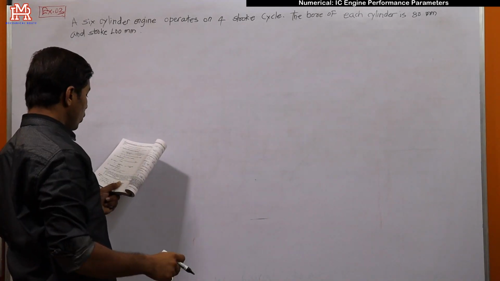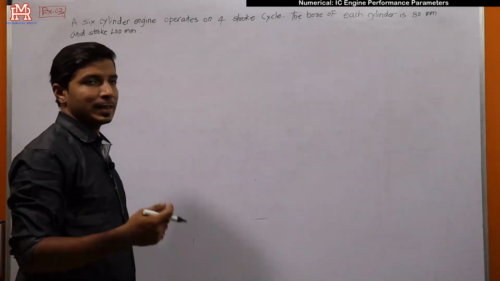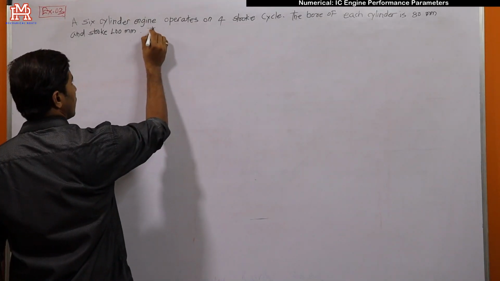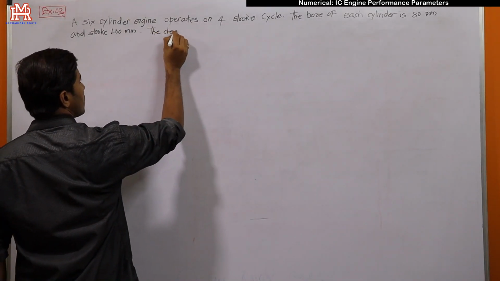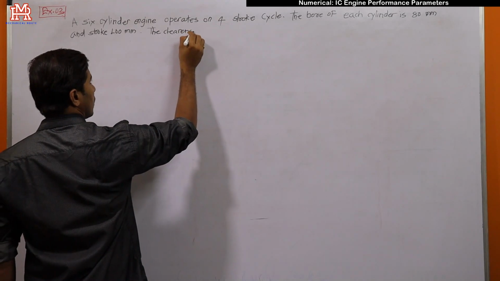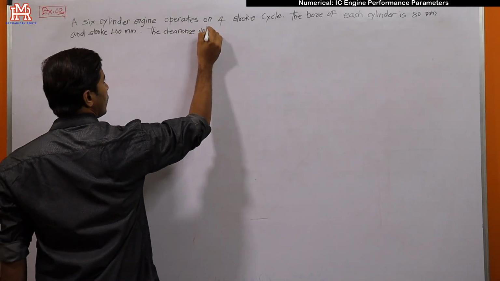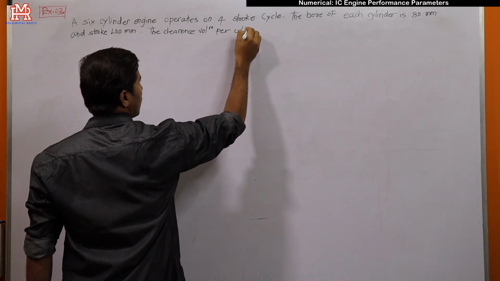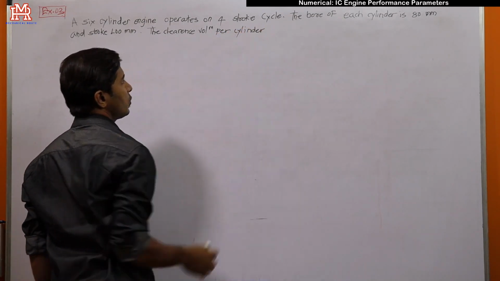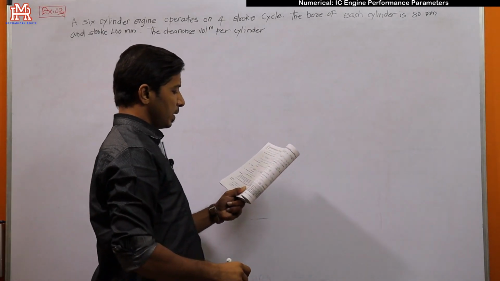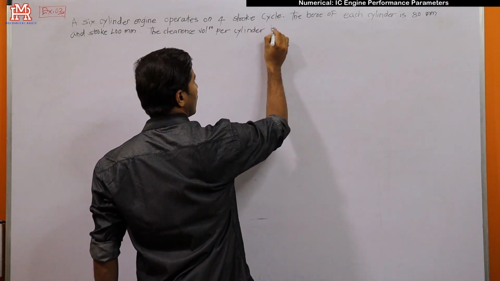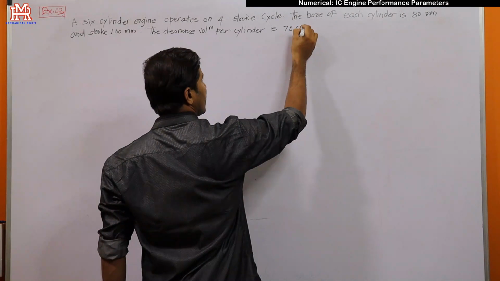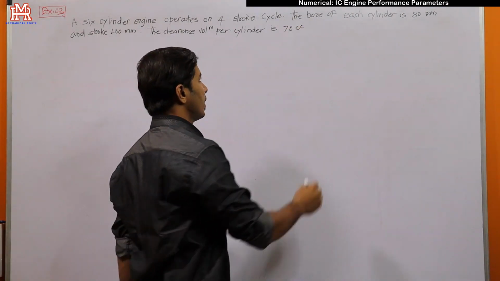The clearance volume per cylinder is 70 cc. cc means cubic centimeter.